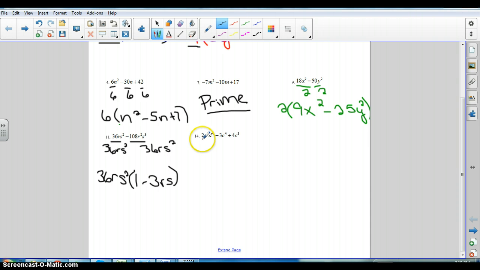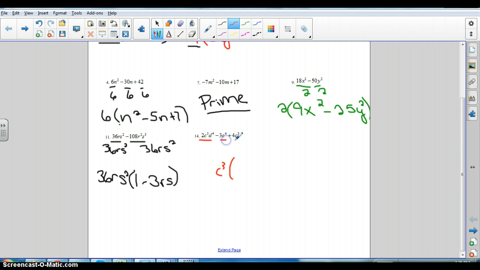So here, we're going to look at our numbers. We have a 2, a negative 3, and a 4. There is nothing that they have in common but 1, so we're not going to have to factor anything out there. So let's look at our letters. I have 5 C's here, 4 C's here, and 3 C's here. I can only take out the smallest amount, so I'm going to take out 3 C's. I have 4 D's, no D's, and no D's. So it looks like all I'm factoring out of this one is C cubed.